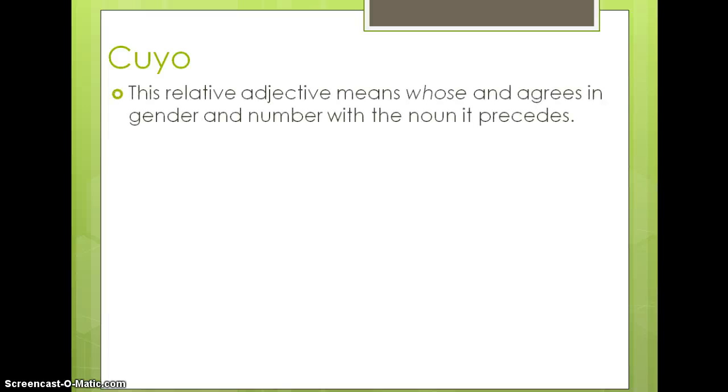We're going to look now at cuyo. Cuyo is actually a relative adjective, and it means whose in English, and it has to agree in gender and number with the noun that it precedes. So there are cuyo, cuya, cuyos, and cuyas. Please remember, however, that we have to use de quien if we are actually asking a question and not using it as a statement. So if I want to say whose books are these, I have to use de quien son los libros.